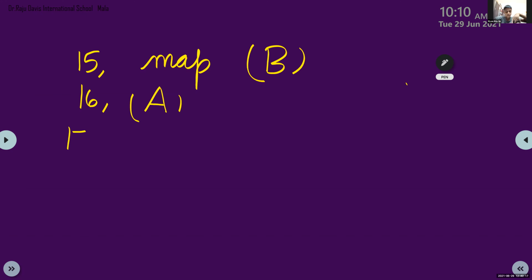Number 17. If the earth was flat, which representation of the earth would not be used? If the earth was flat, just think twice. Globes would not be used to represent it because a globe is a spherical model of earth. We cannot use a globe if the earth was flat.